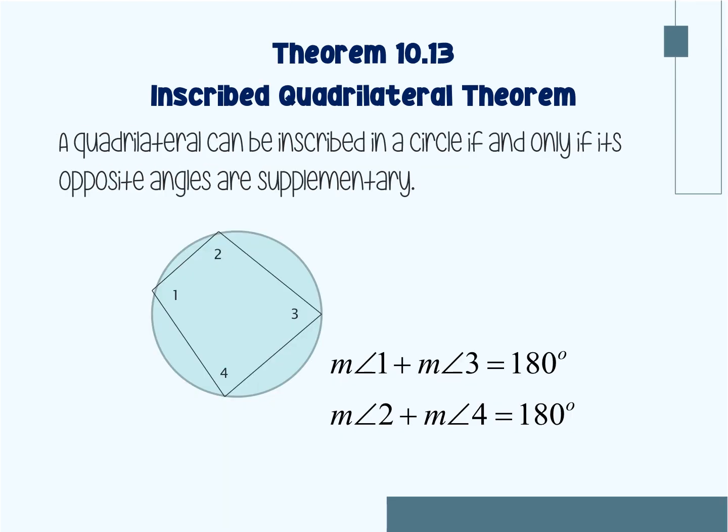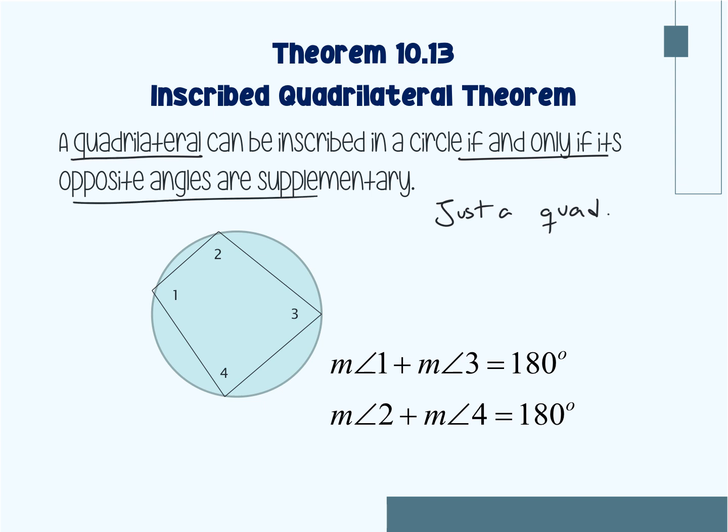So here we have theorem 10.13, the inscribed quadrilateral theorem. A quadrilateral, I'm just going to underline it, can be inscribed in a circle if and only if its opposite angles are supplementary. So this is just a quadrilateral. You could have a bunch of different quadrilaterals. It could be a square, rectangle, parallelogram, rhombus. As long as it's a quadrilateral, it will make sense. Now, it is important to note the if and only if: the opposite angles are supplementary.